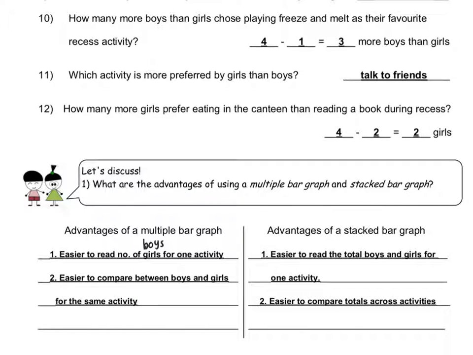One more advantage of the stack bar graph is that you can compare the total. So a stack bar graph is mainly for when the total is your emphasis, when you want to see the total number of students. In addition, if you want to know how many boys and girls are inside, yes, you can do that. But the main thing is you can see the total easily. As for this multiple bar graph, if we're comparing two different groups of people within the same activity, then this multiple bar graph will be more preferred.